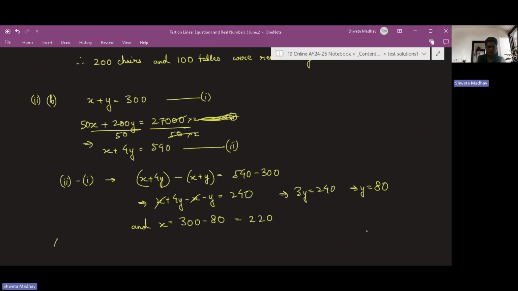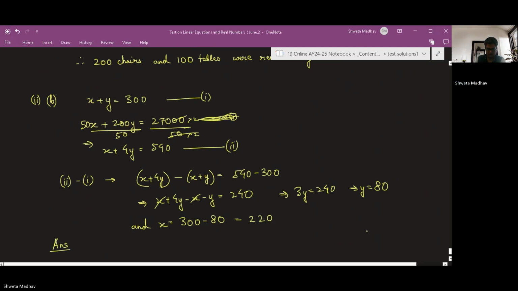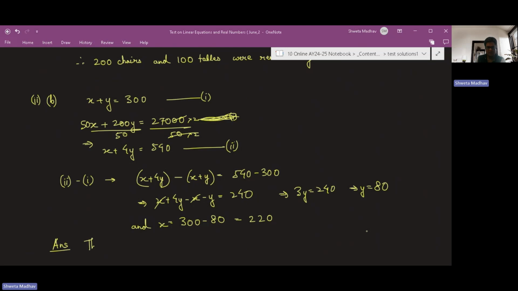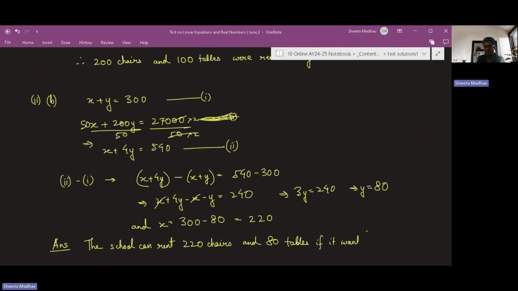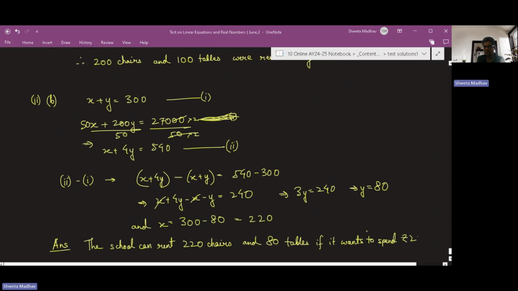So therefore, the answer will be: the school can rent 220 chairs and 80 tables if it wants to spend rupees 27,000 on the items.